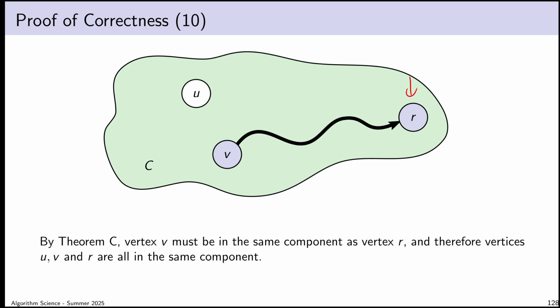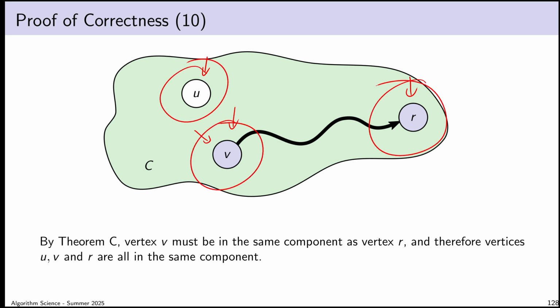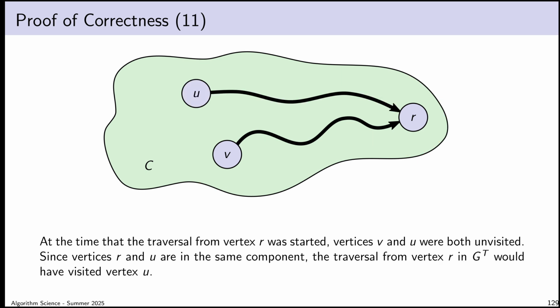Because vertex R and vertex V are in the same component, it is reasonable to conclude, since I already declared that vertex V is in the same component as vertex U, that vertex U, vertex V, and vertex R are all in the same component as each other.